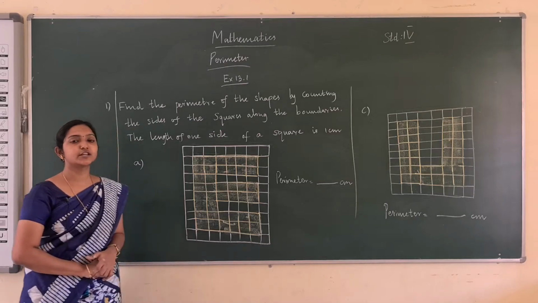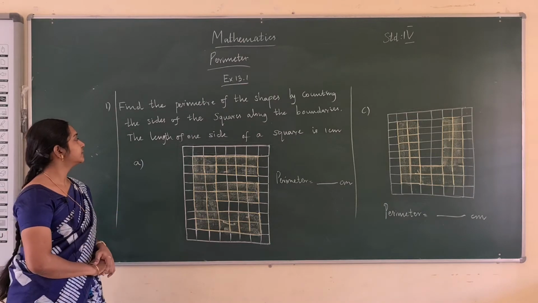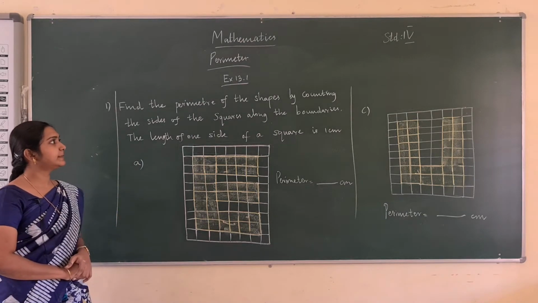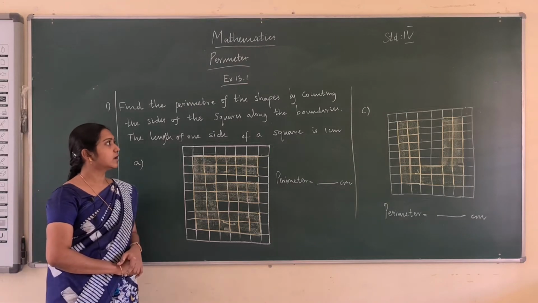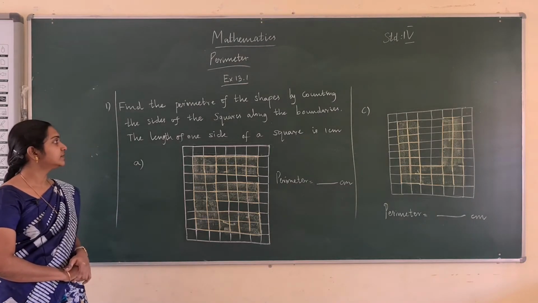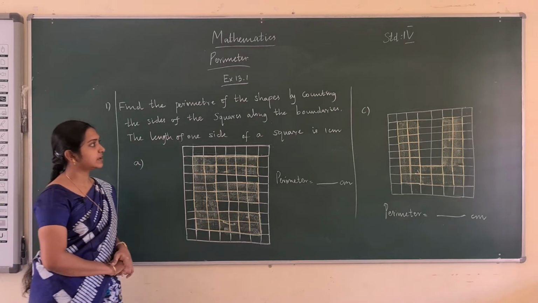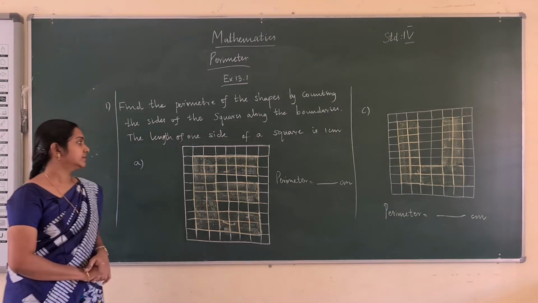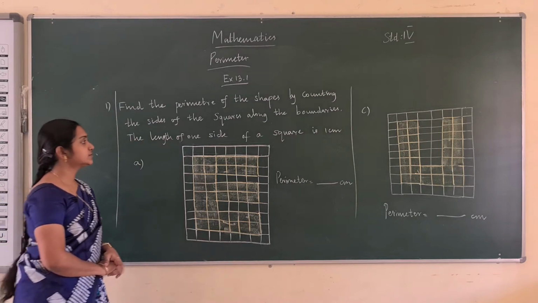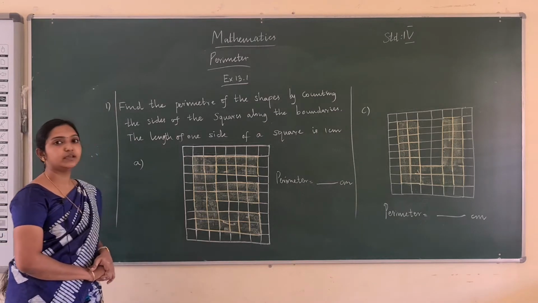Now we are going to solve exercise 13.1. The first problem is to find the perimeter of the shapes by counting the sides of the squares along the boundary. The length of one side of a square is 1 centimeter. We are going to find the perimeter, so count the sides of the squares.